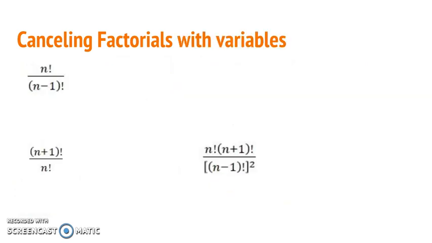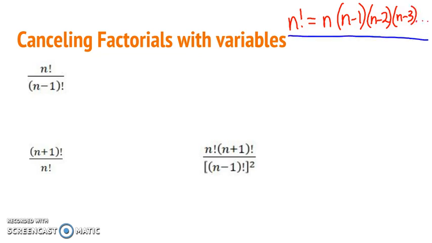Okay, now we're getting to the more difficult problems. Canceling factorials with variables. First thing that you guys need to remember is if I have n factorial, if we remember from the beginning, that was n times n minus 1 times n minus 2 times n minus 3, and so on. It kept going on until we got to 1.